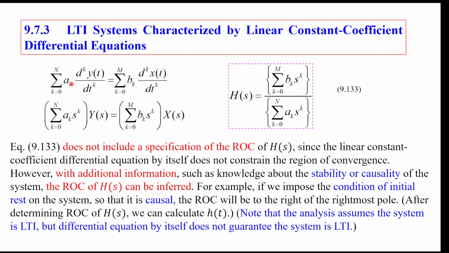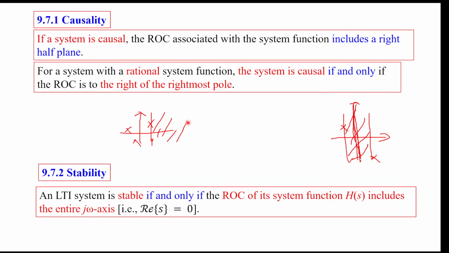Okay, and so if we have additional knowledge about this system, say if we know it's LTI and stable, then we can pick the ROC for this rational function that includes the j omega axis. And say if we know the system is LTI and causal, then we will pick the ROC that's the rightmost ROC. Okay, just like a quick review we have.